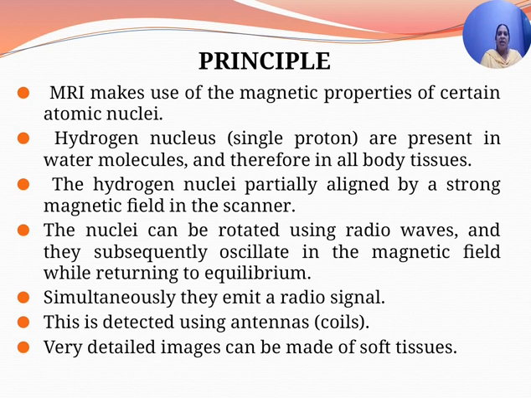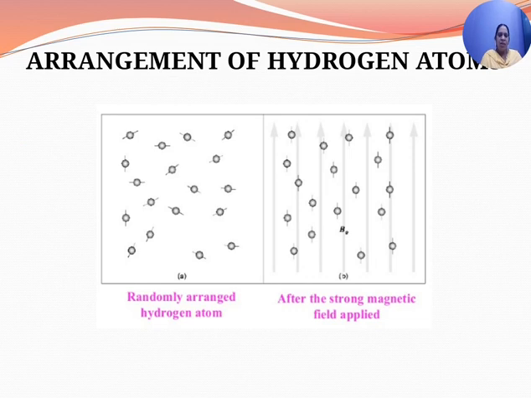These nuclei, after rotating using the radio waves, oscillate in the magnetic field, and while returning to the equilibrium state, they emit a radio signal. This signal is detected using antennas, that is the coils, and a very detailed image can be made of the soft tissues. You can make a detailed image by measuring the radio signals emitted that are detected by the antennas or the coils. So this is the arrangement of the hydrogen atoms within our body tissues.